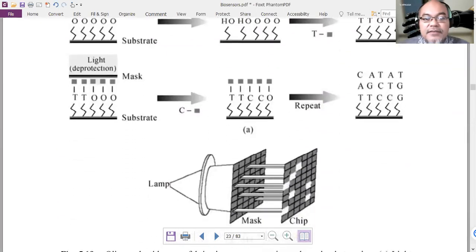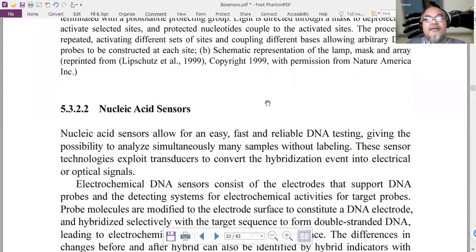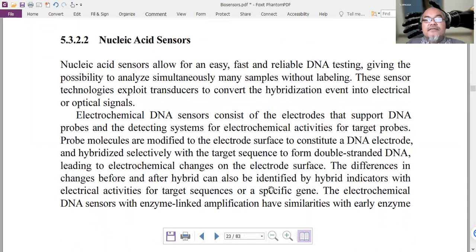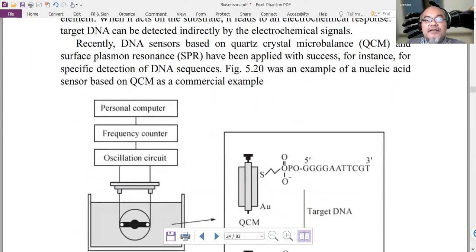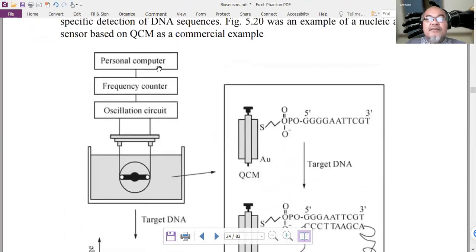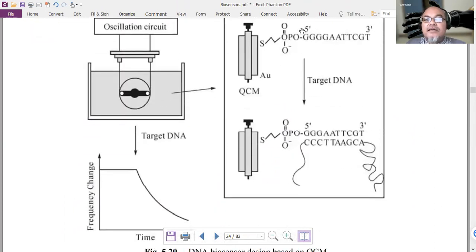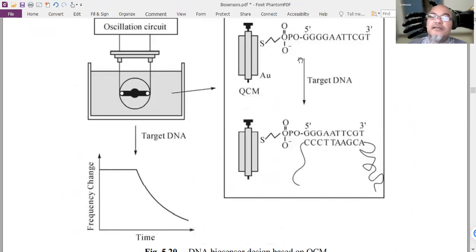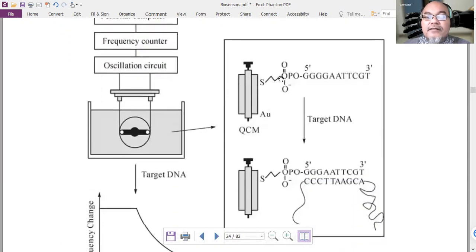This one uses chemiluminescence. So, a nucleic acid sensor for fast, easy and reliable DNA testing. This is using QCM, with a frequency counter and oscillation circuit. The single strand DNA probe is bonded to the gold surface of the QCM using sulfur, commonly called thiol, the sulfur functional group, bound to a phosphate functional group, and then bound to the 5' end of the single strand DNA.